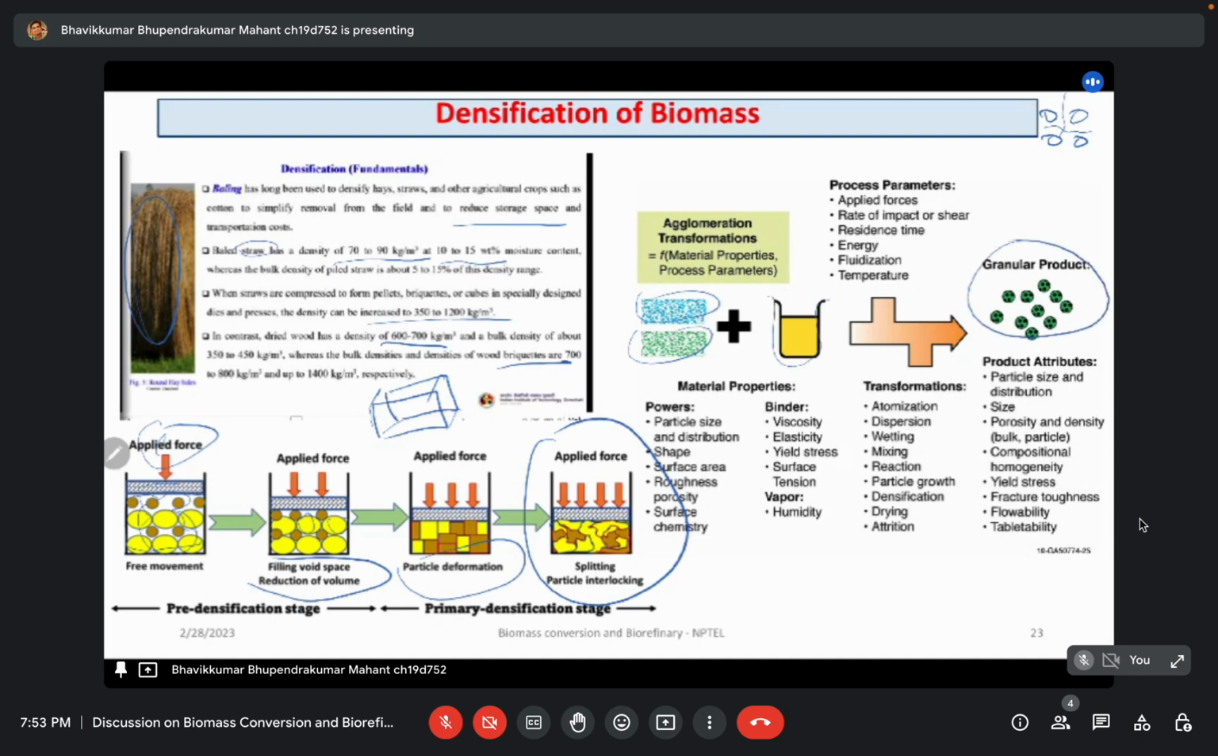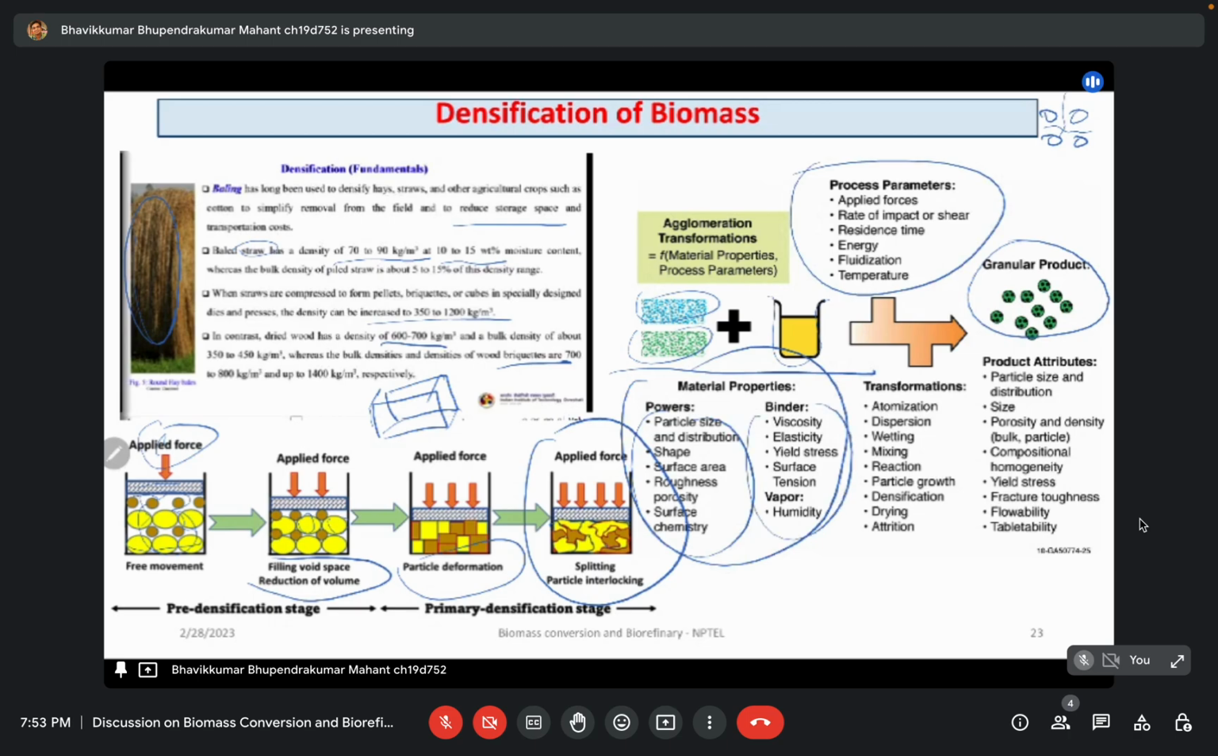This is a little bit different from densification. It is not in the professor's topic, but I just added it. People do not always use densification; sometimes they use this agglomeration process also. There too you apply forces, and energy, fluidity and temperature, everything needs to be converted into process parameters. Material powder properties: if you have powders, consider how we can make them useful for these agglomeration processes.